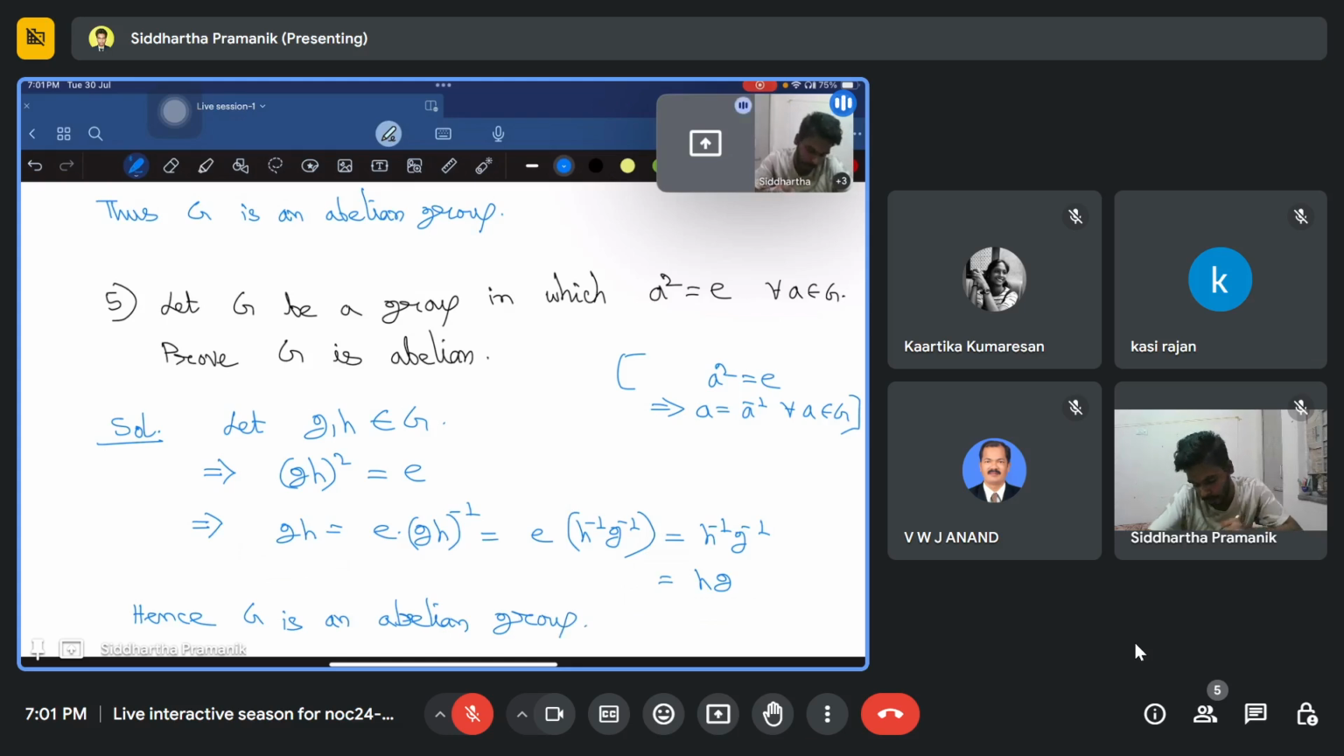So one observation: this condition, that the square of every element is the identity, implies every element is self-inverse. Okay. So both these two conditions imply your group should be abelian. So keep that in your mind.